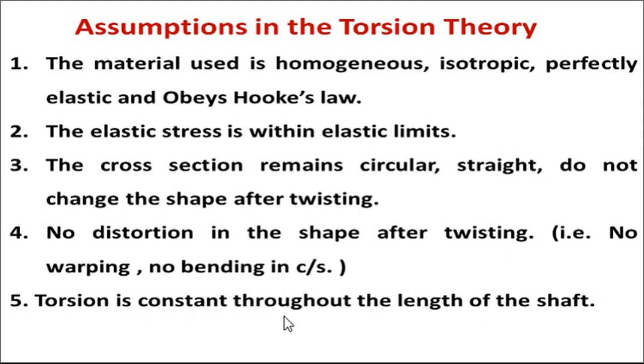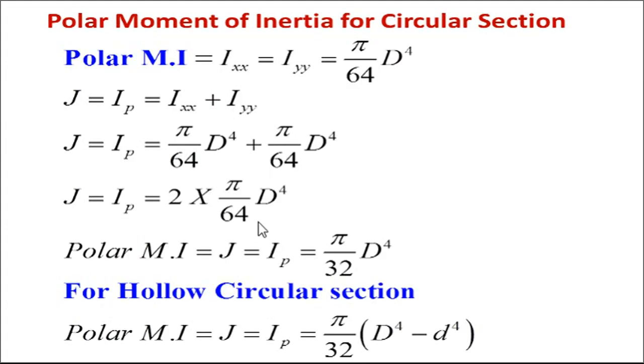Normally shafts are used to transfer torque in the form of power. So here torsion is constant means that along the length of the shaft the torsion is assumed to be constant. These are the few assumptions.